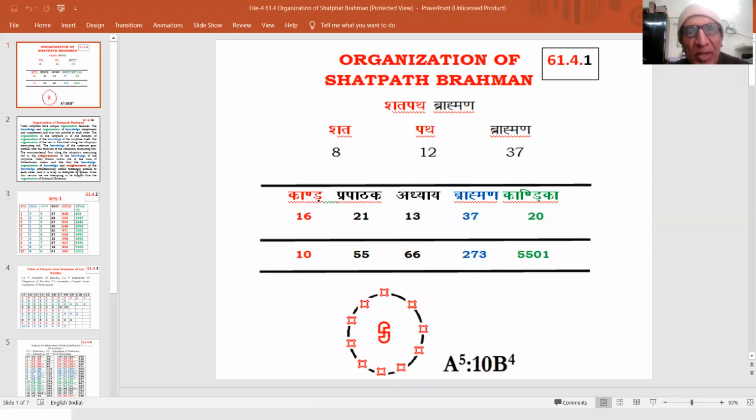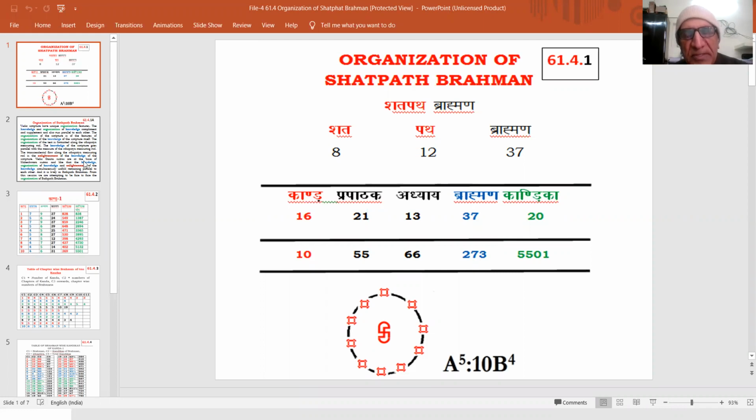Welcome. We are initiating ourselves with the principles of Vedic mathematics, science, and technology. We are taking up Shatpath Brahman as the scripture of Vedic mathematics, science, and technology.